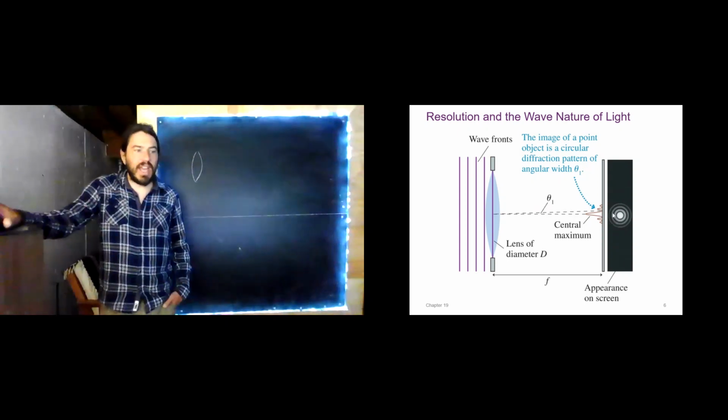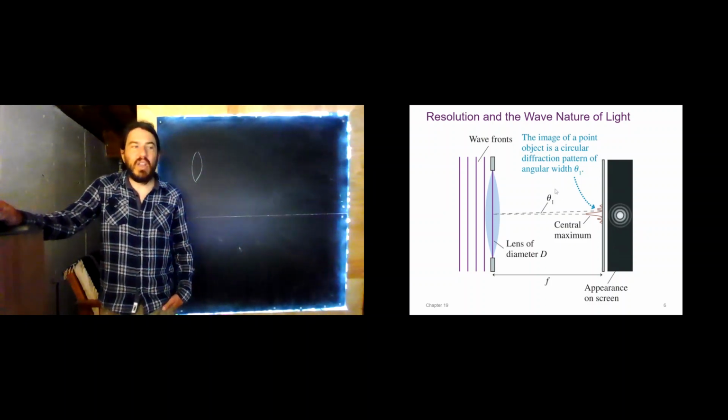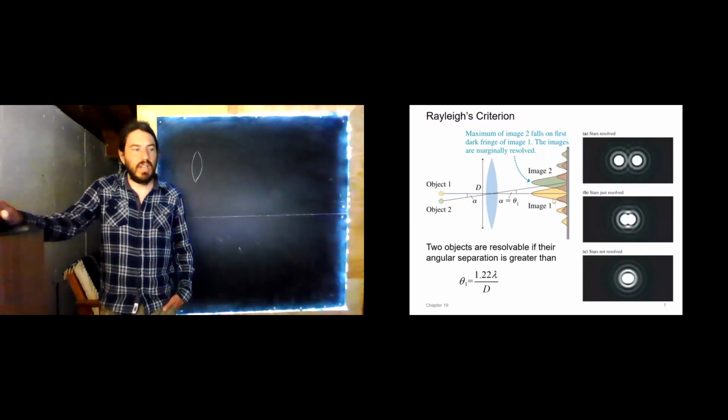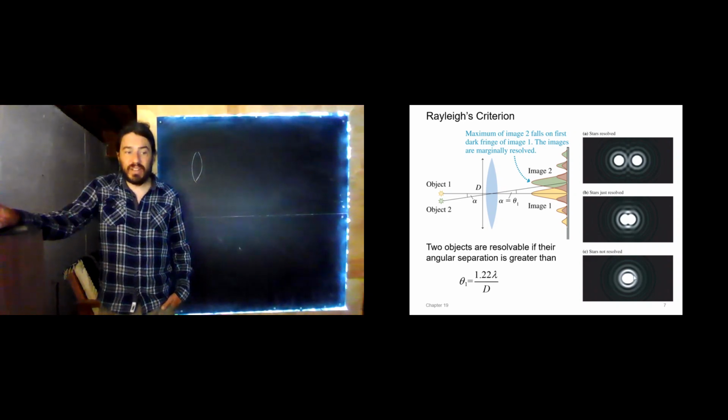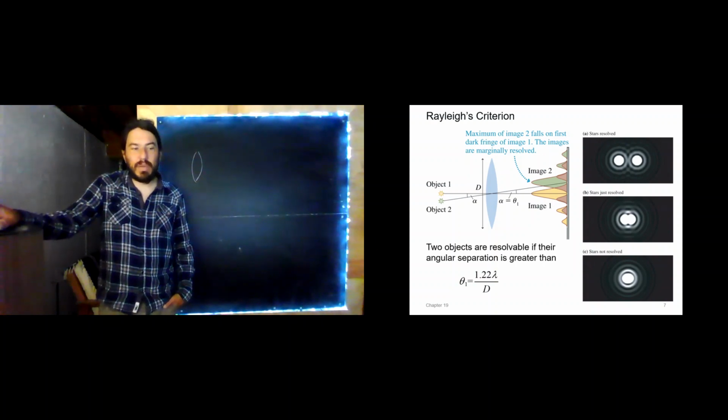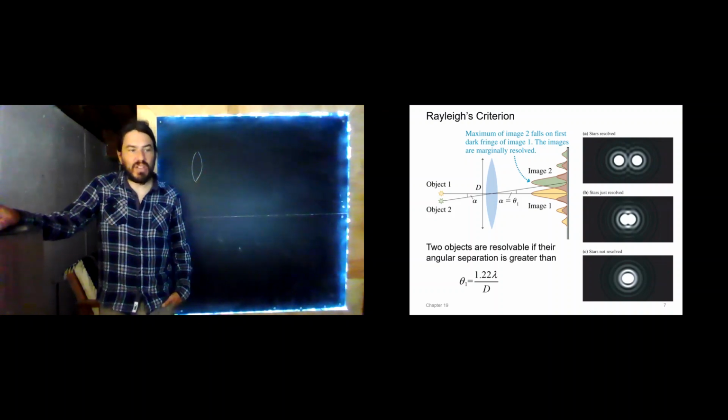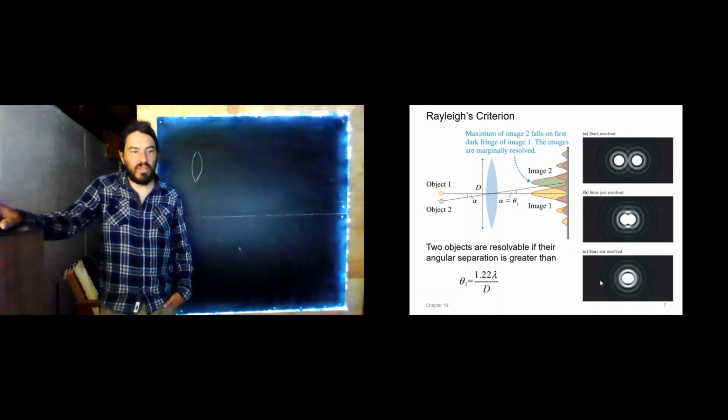And it turns out that if the diffraction pattern from one object overlaps the diffraction pattern from another object, it becomes impossible to resolve or to see those two objects. So here is an example of an image made with a telescope. So this is two stars actually, but you can't even tell that they are two stars. Why? Because their diffraction patterns are overlapping. And so we say that these are not resolvable.